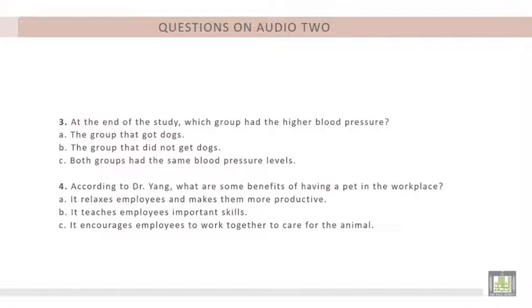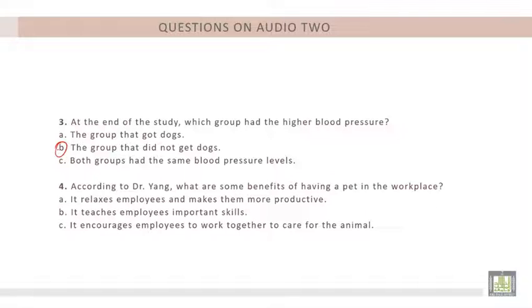3. At the end of the study, which group had the higher blood pressure? A. The group that got dogs. B. The group that did not get dogs. C. Both groups had the same blood pressure levels. The correct answer is B. The group that did not get dogs.